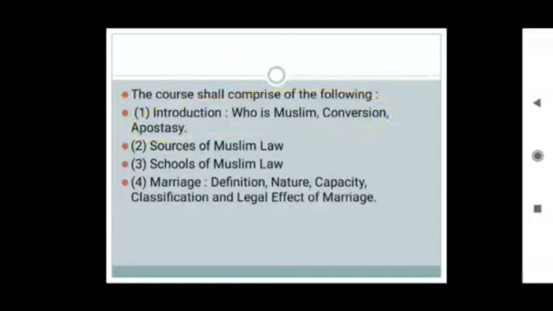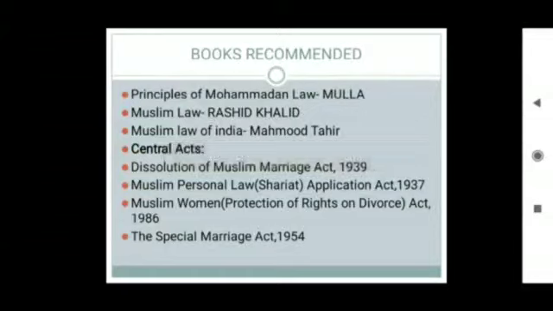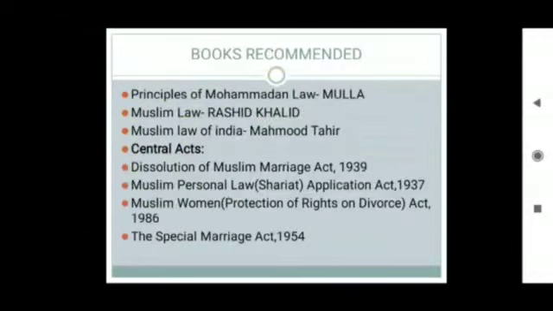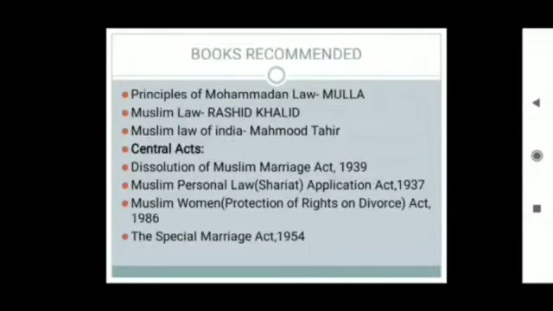We'll understand about it. Now coming to what books are recommended. Principles of Mohammedan Law by Mulla is very important. Then Muslim Law by Rashid Khalid, and Muslim Law of India by Tahir Mahmood. I would recommend you go for Mulla. You can take it, and it is the best one. These are all the books.